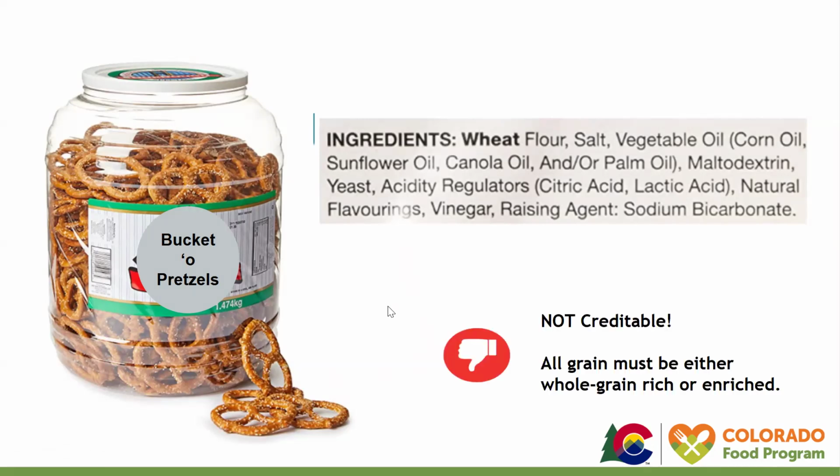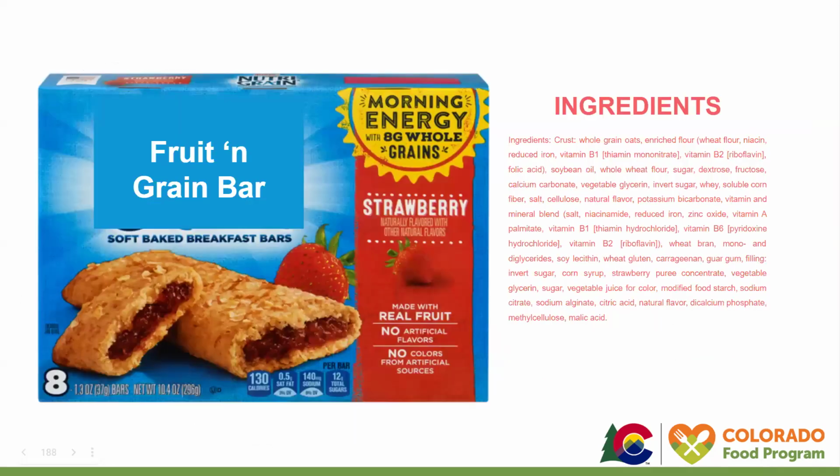All right. Next one. So what about this fruit and grain bar? Let's look at our ingredients. It says the crust is whole grain oats. The second ingredient is enriched flour. And then the third grain ingredient is whole wheat flour.